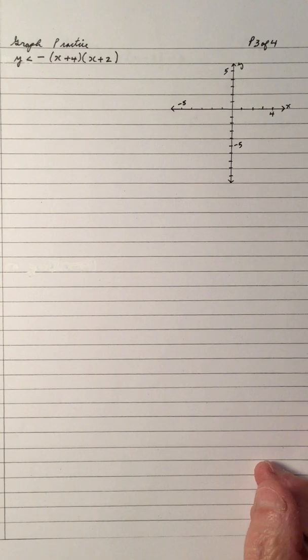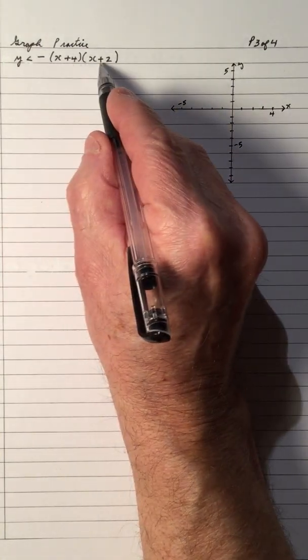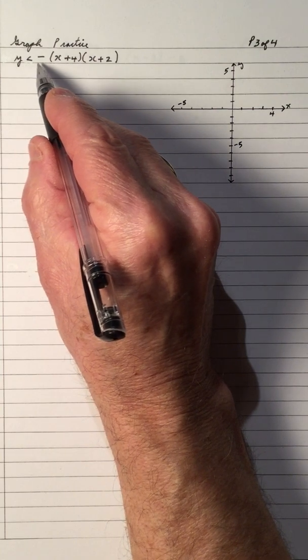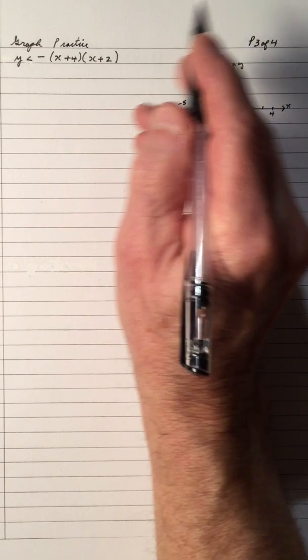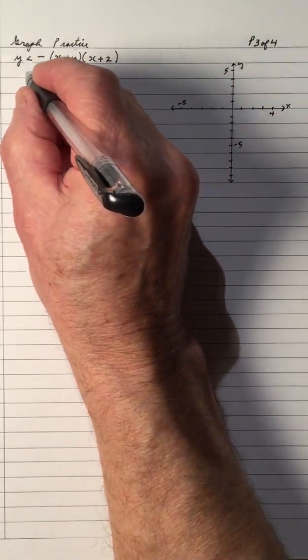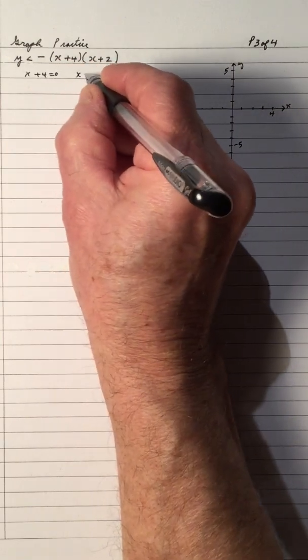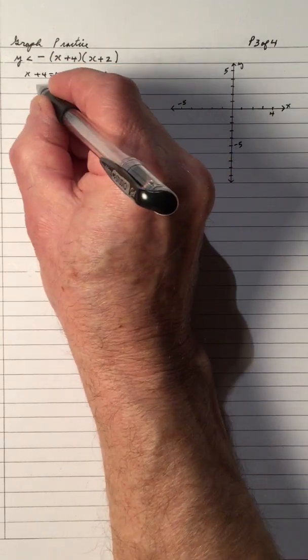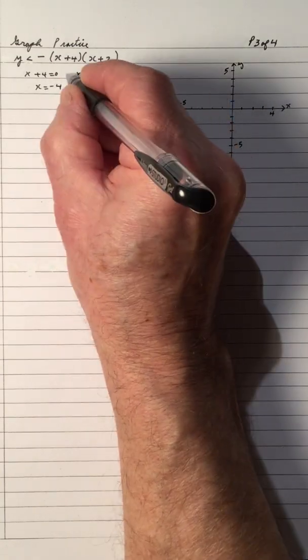And let's do another one. Again, we have the factored form. Y is less than the negative of x plus 4 times x plus 2. We want to graph this one. So, again, x plus 4 equals 0 and x plus 2 equals 0, so x is negative 4 or x is negative 2.